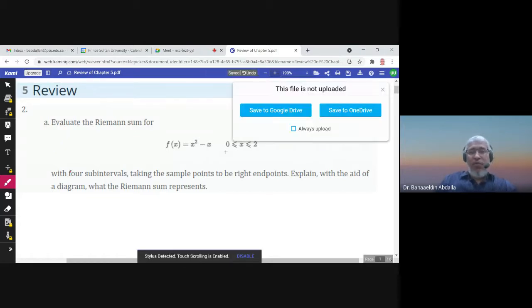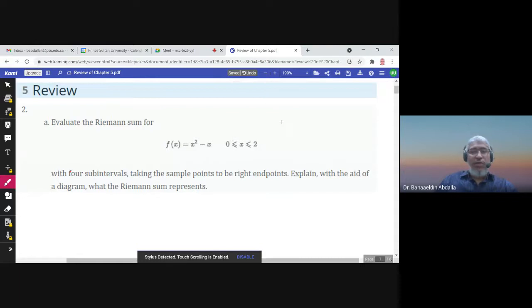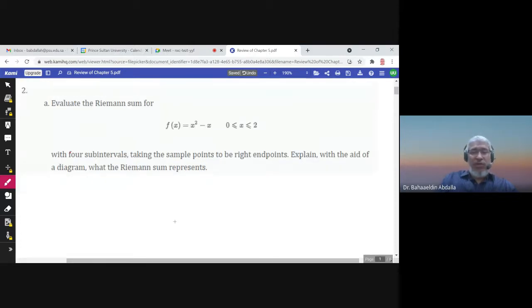These are some review exercises about chapter 5. Evaluate the Riemann sum for this function from 0 to 2 with 4 subintervals. So the number of subintervals is 4, taking the sample points to be the right endpoints. Explain with the aid of a diagram what the Riemann sum represents.